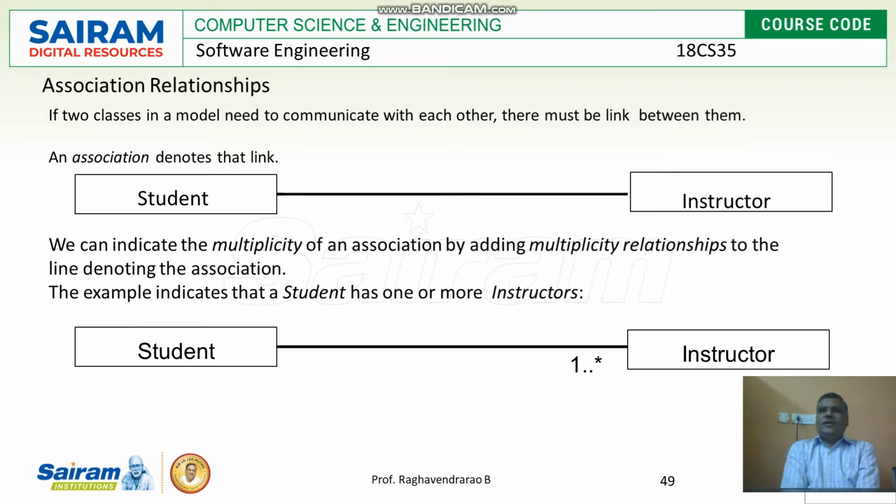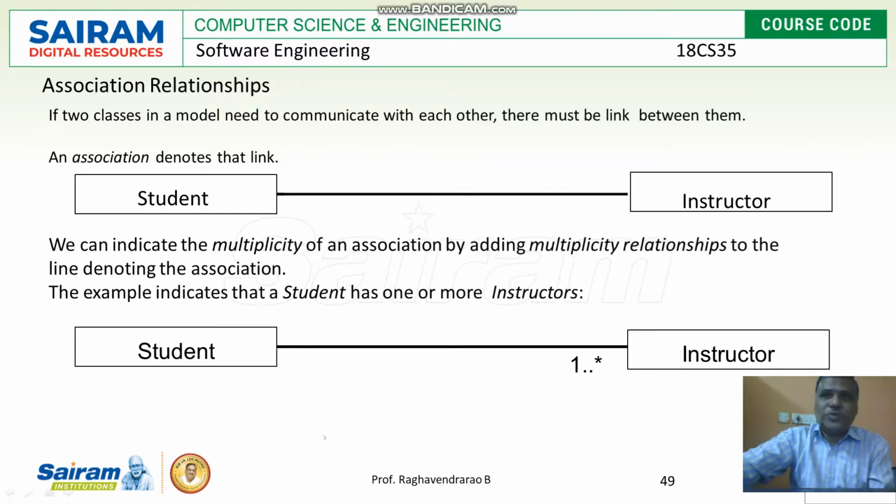A relationship between the student and the instructor. One student can have one instructor. An instructor can have 0 or more students, or you can say 1 or more students. So this 1 dot dot star can also be used, because it is one student and one instructor, or one student and many instructors. Different instructors can communicate.